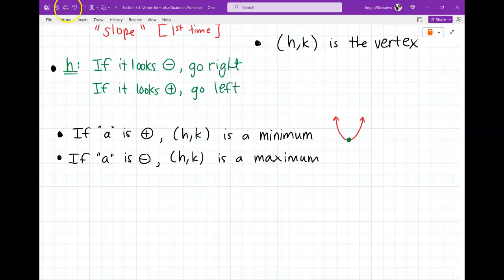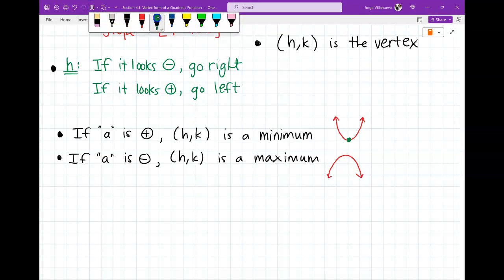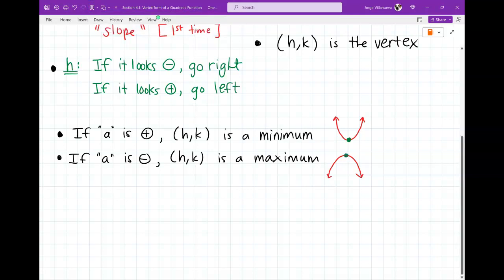Okay? Now if A is negative, the graph is going to look something like that. Not necessarily that wide, but it's okay. But the vertex will be at the very top. That means it's going to be a maximum value. It's going to be at the very top of that graph. Okay? So if A is positive, H, K is a minimum. Your vertex is a minimum. If A is negative, H, K is a maximum.